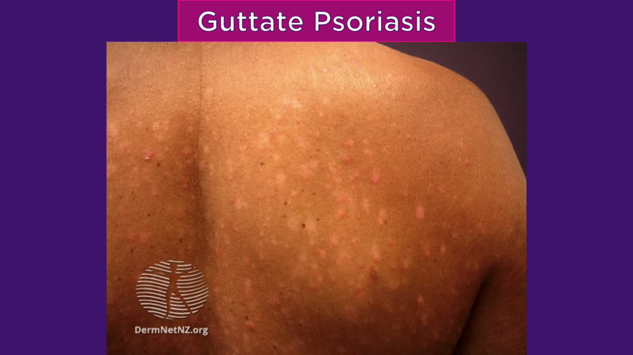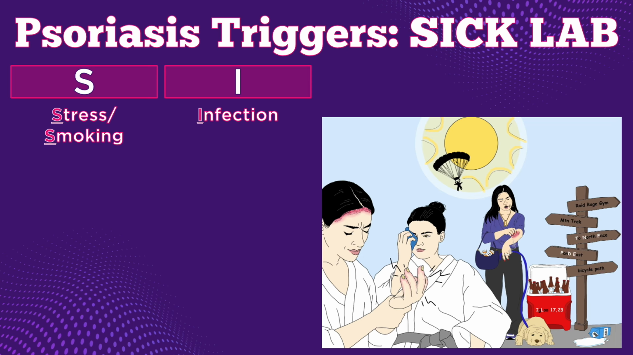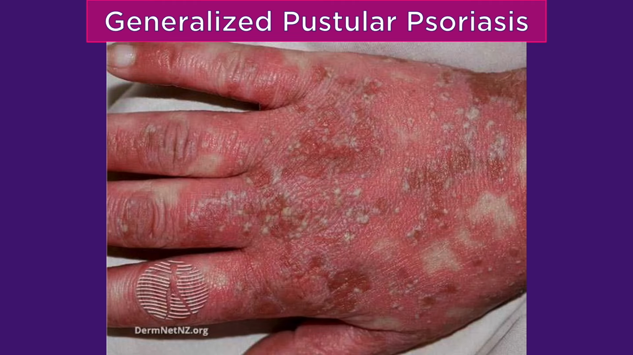Ever wonder when you see a prescription for eye drops and the units are GTTS? Well, that comes from the Latin gutta, or for Spanish speakers, gotas, which means drops. So that's where the name guttate psoriasis comes from. The C in the SICK Lab mnemonic stands for hypocalcemia, which can trigger generalized pustular psoriasis.